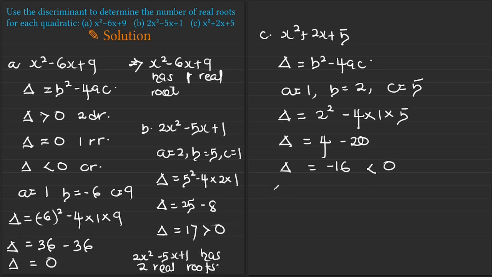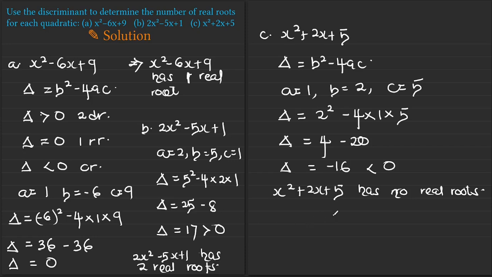So what does it mean? It means our function x squared plus 2x plus 5 has no real roots. None at all. You see? So that is it for this. And it simply also means that the parabola does not cross the x-axis at all.